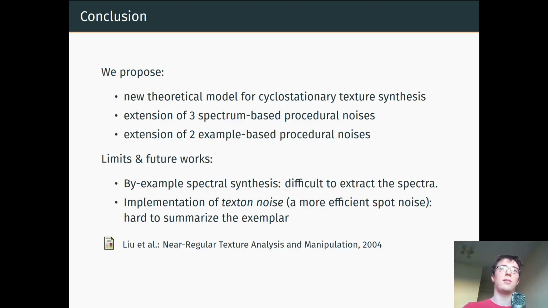Another limit is that the spot noise is rather expensive to compute, and a less expensive variant of it using a summarized version of the exemplar, called text and noise in the literature, is hard to implement because it is difficult to summarize our exemplars, though this would deserve more research. Additionally, by-example spectral synthesis is difficult for a similar reason. It is hard to extract the spatially and periodically varying spectrum from an exemplar, but this could be possible and again deserves to be looked into.